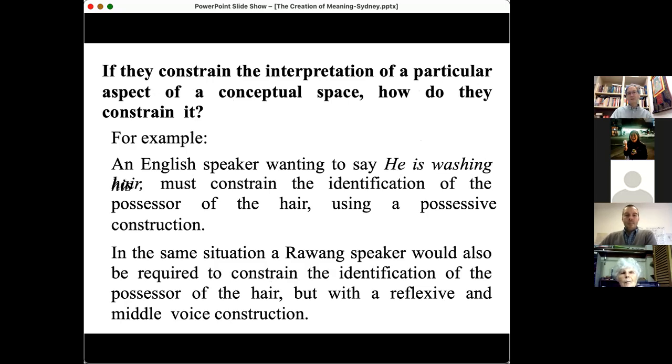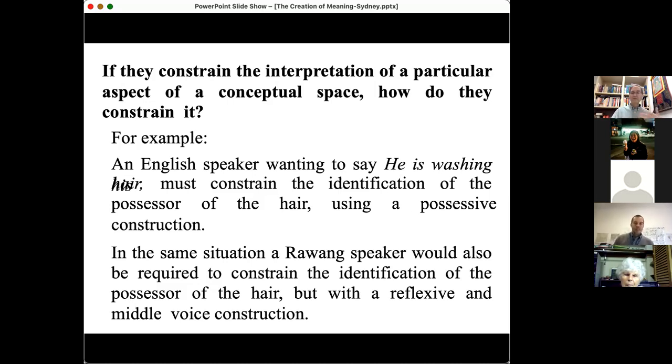And the third aspect is if they constrain the interpretation of a particular aspect of a conceptual space, how do they constrain it? So in English, for example, if a speaker wants to say something like he's washing his hair, sorry that my slides are not always clear because I converted this from PDF to PowerPoint and it kind of got messed up a little. So if somebody wants to say he's washing his hair, the speaker must constrain the interpretation by using a possessor construction on the noun, the word hair. In the same situation, though, a Rawang speaker or a French speaker would be required to constrain the identification of the possessor of the hair, but would use a reflexive or middle voice construction.